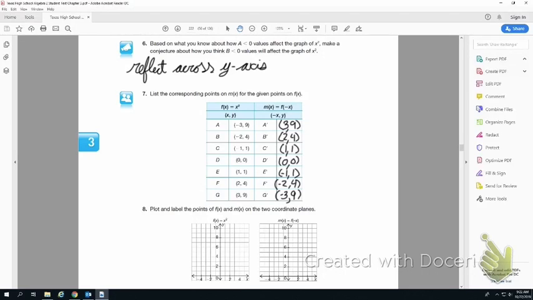And then once you have that, go down to those two little graphs and graph the parent function on the left and then the one with the reflection on the right. And then I want you to draw a conclusion comparing those two graphs.